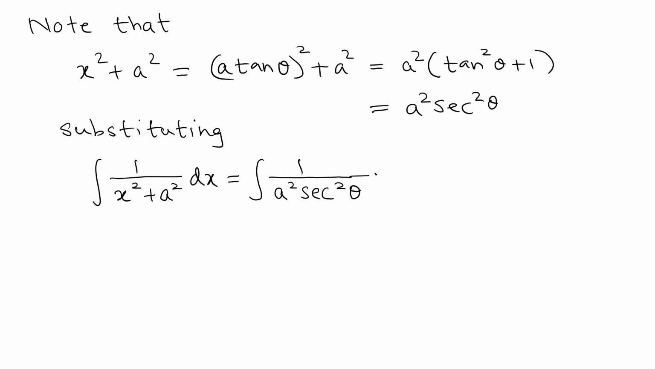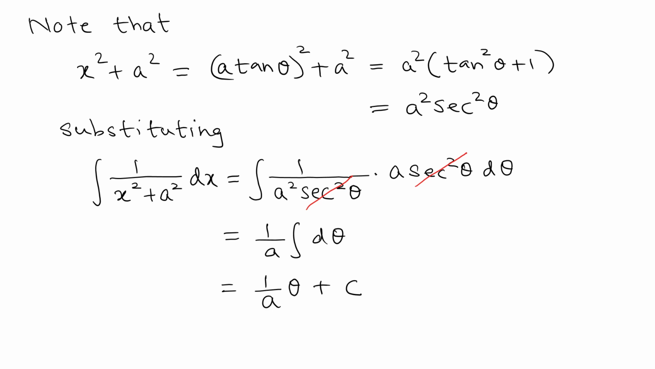When you substitute, we have 1 over x squared plus a squared dx. The first term, x squared plus a squared, is a squared secant squared theta, as we just proved. The dx part, we also know. When you substitute for that, you can see it simplifies really well. Secant squared theta cancels out. You can pull 1 over a out, and d theta is the only thing left. When you integrate d theta, you get theta. So 1 over a theta plus c.